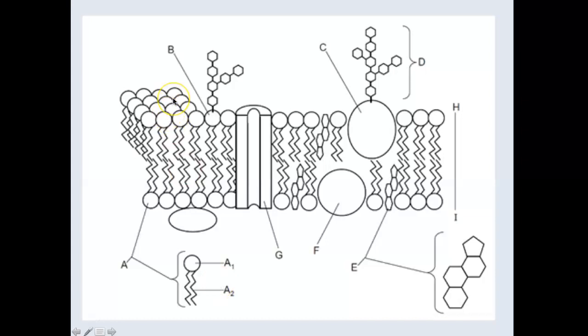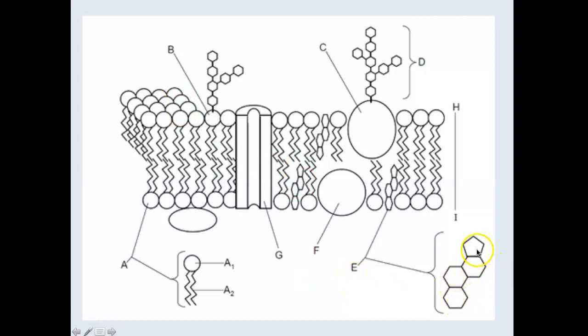Now actually, let's look at cholesterol too. So cholesterol is number two on your outline. Remember what cholesterol looked like? It was a 4-fused ring structure. So what in this picture could be cholesterol? It's letter E, right? So cholesterol is E.